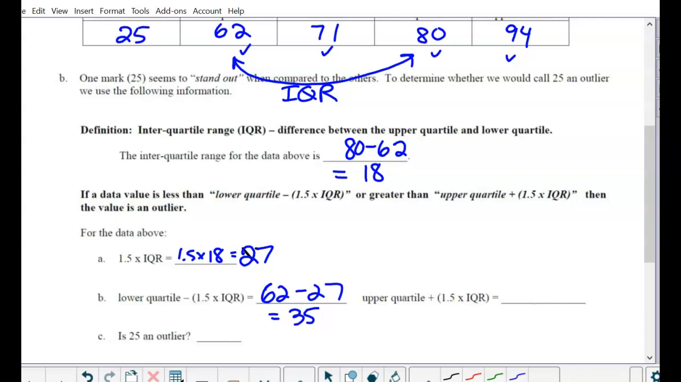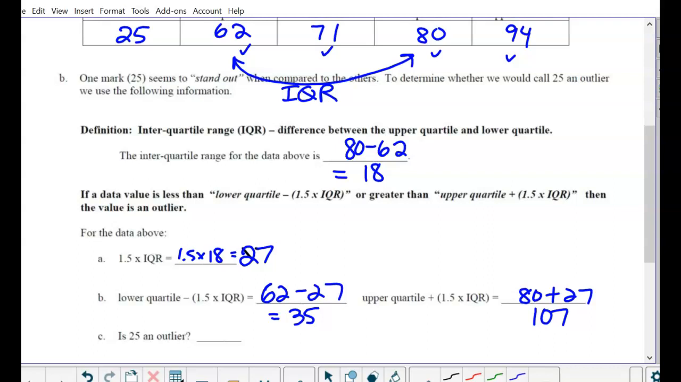And then 80 plus 27, oh no, sorry, 80 plus 27 is 107. Well, really that wouldn't happen unless you were allowed bonus marks or something on a test. But that would be the upper quartile plus that sort of outlier factor.